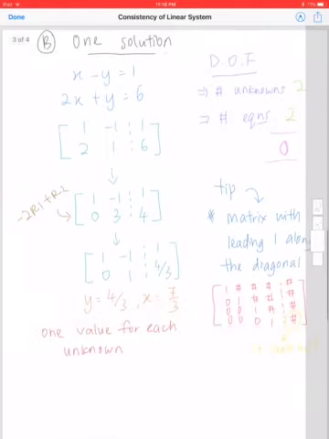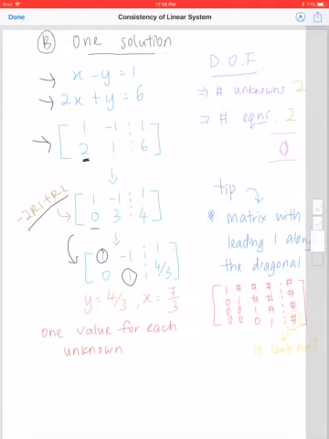Now let's look at the case for one solution, and this is our system of linear equations. You put it into the augmented matrix form, and I want to get rid of the second row. So I multiply the first row with -2 and add it to the second row to get rid of the 2 here. So you get 0 and 3.